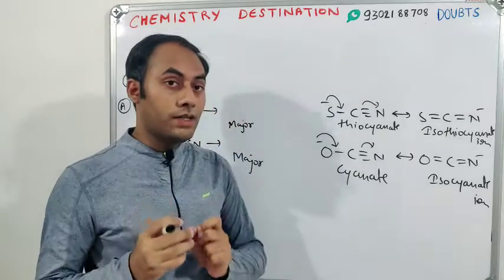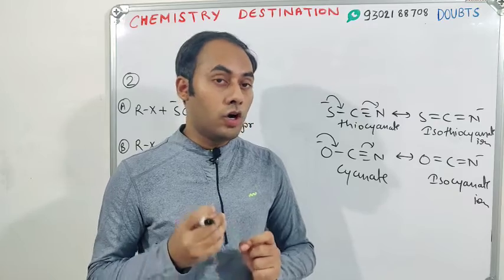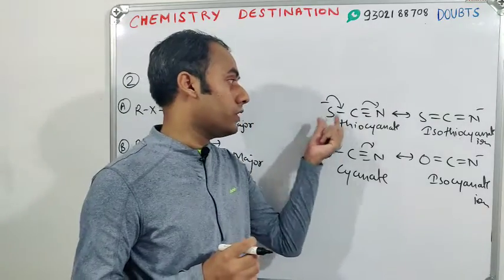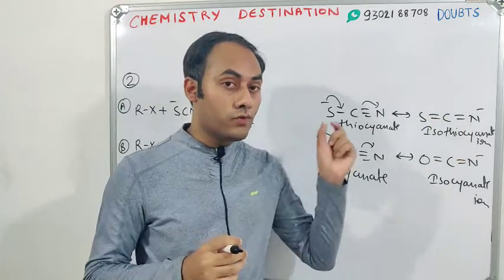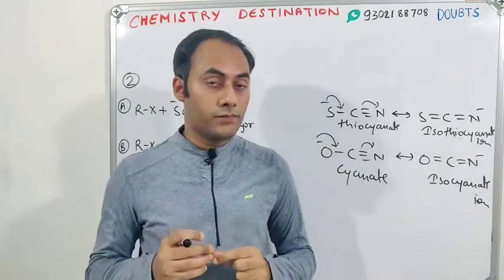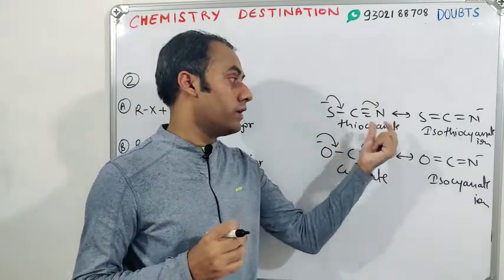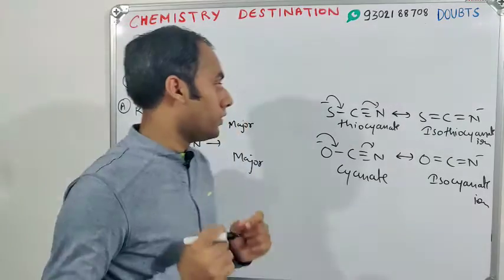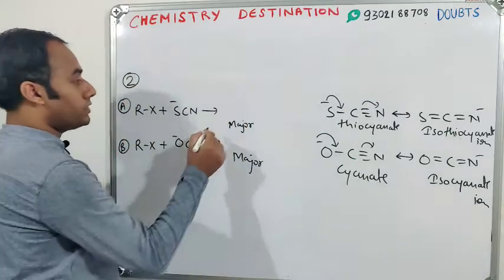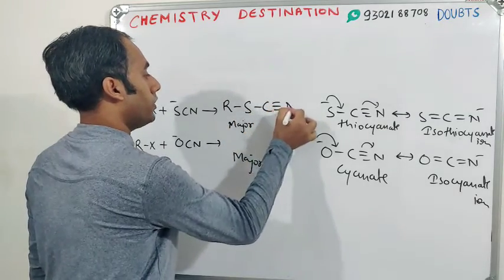The lesser the electronegativity, the more will be the nucleophilic power of that atom. Among sulfur and nitrogen, sulfur is less electronegative. So the nucleophilic nature of thiocyanate ion will be more than isothiocyanate ion. So the major product will be R S C triple bond N.